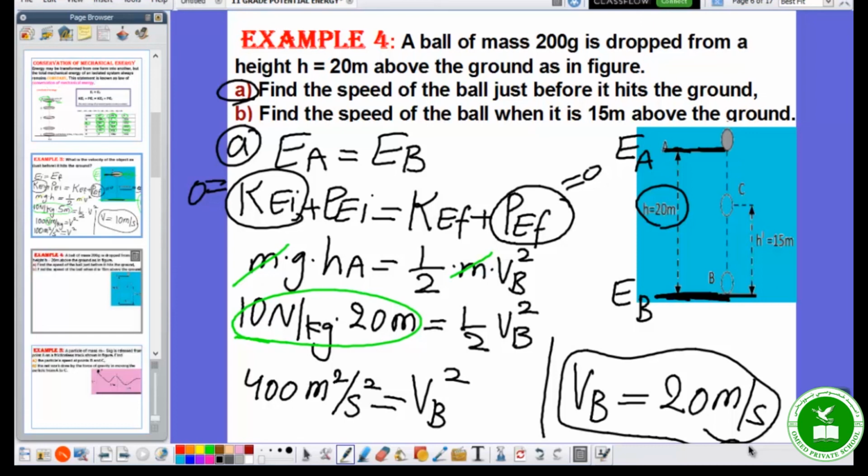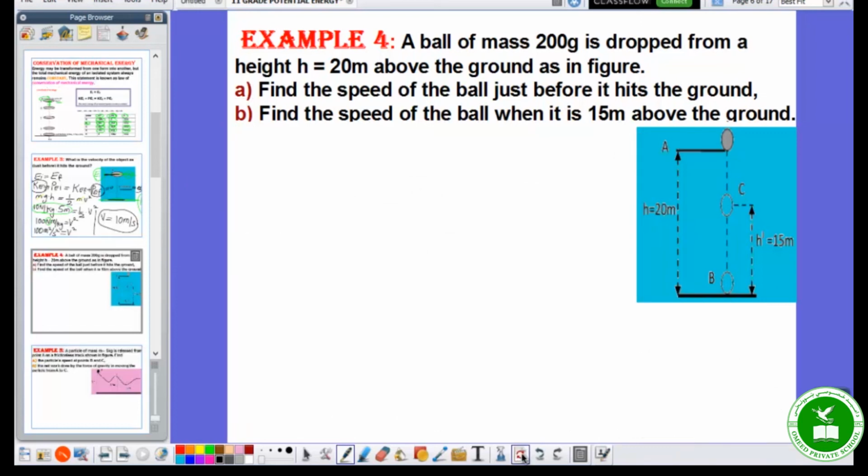Dear students, for the solution of part B, I erase the board. Now part B.